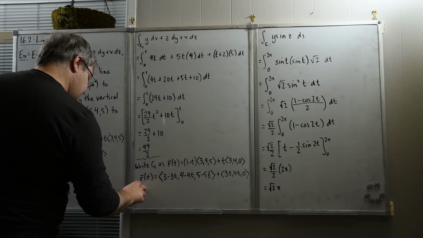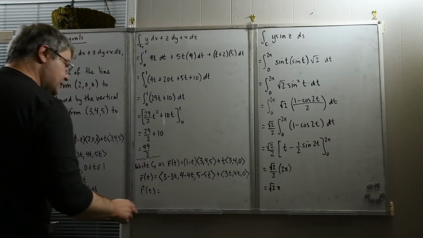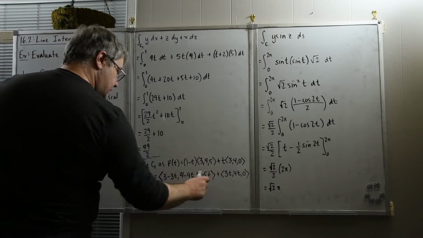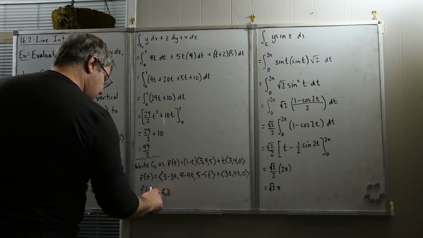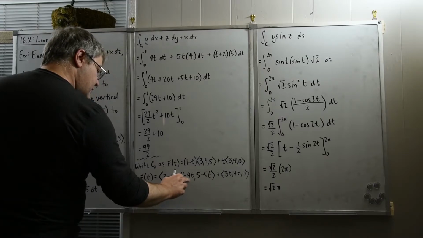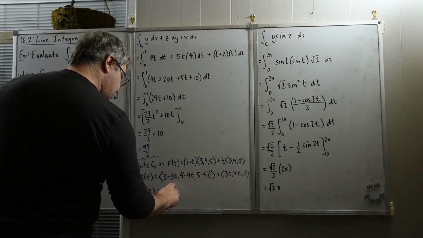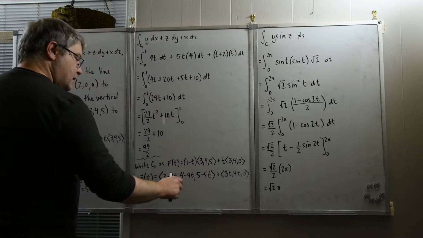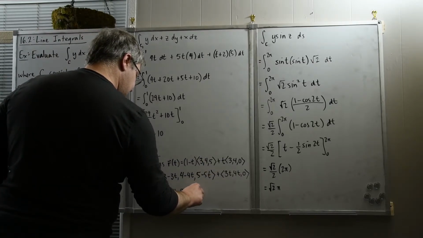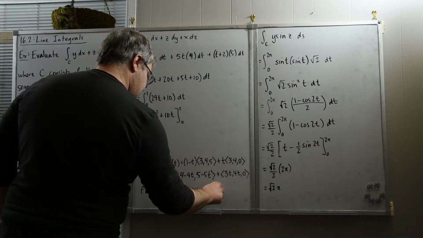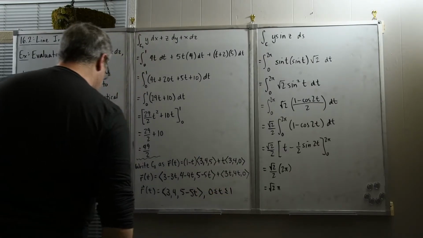Now, we take a look at R of t. 3 minus 3t plus 3t is going to give us 3. Take a look at 4 minus 4t plus 4t, that gives you 4. And then 5 minus 5t plus 0 gives you a 5 minus 5t. And we have 0 less than or equal to t less than or equal to 1.